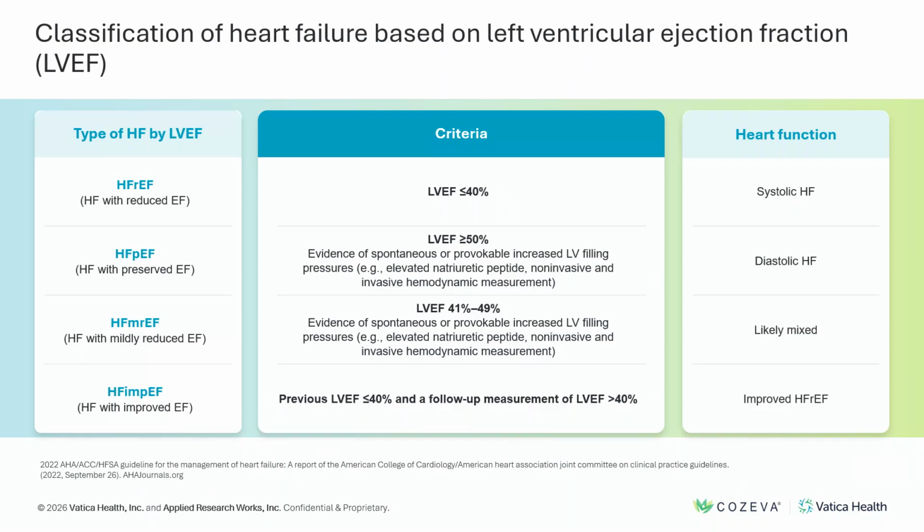And then finally, there's heart failure with an improved ejection fraction. And this is used for patients who previously had heart failure with a reduced ejection fraction of 40% or less. And with treatment and follow-up, they have an LVEF of greater than 40%. So according to AHA/ACC guidelines, this is a subgroup of heart failure with reduced ejection fraction.